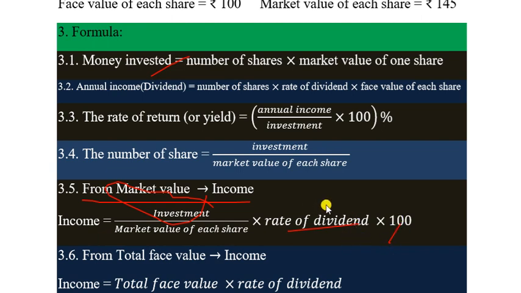Remember that. And rate of dividend, suppose it is given as 6%. Don't write only 6%. You have to write rate of dividend as 6 by 100. Remember this.